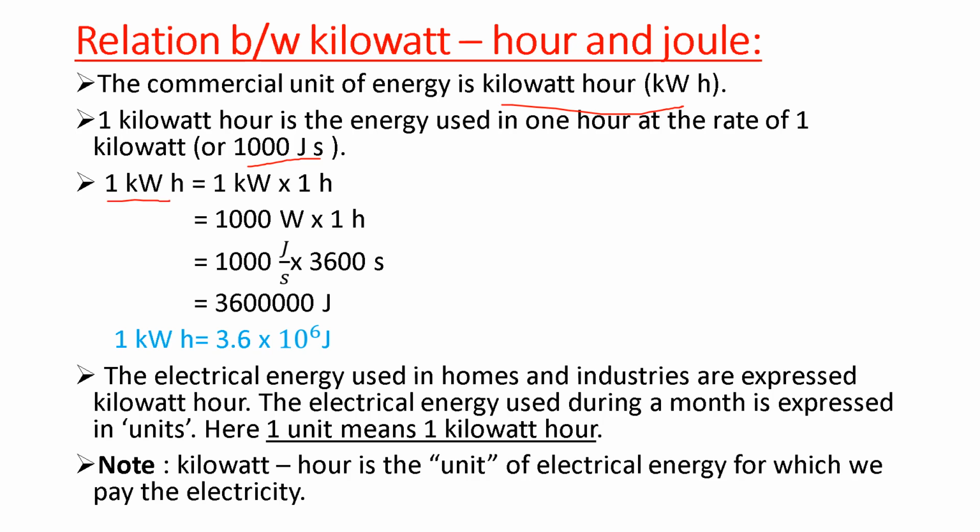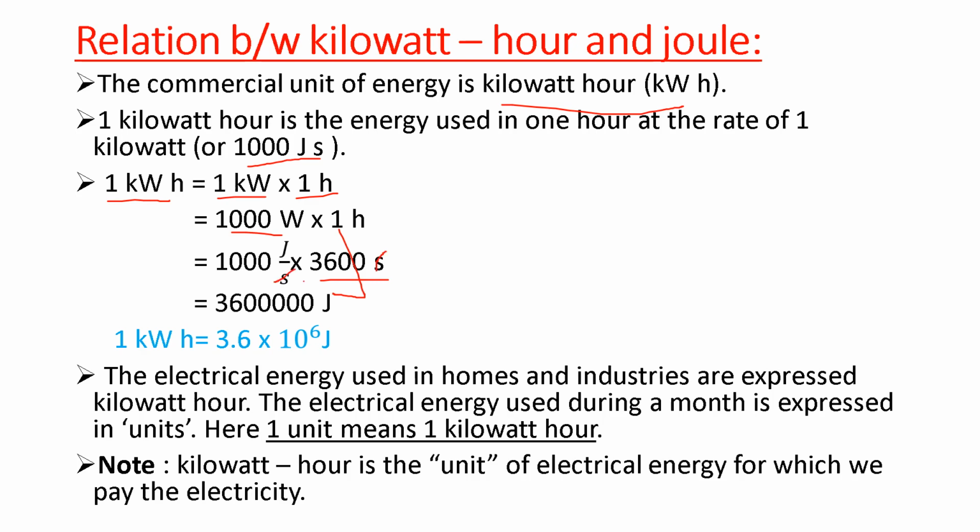1 kilowatt hour can be written as 1 kilowatt into 1 hour. That is P into T. Now kilowatt can be written as 1000 watt, and this 1 hour can be written as 3600 second, and this watt is replaced by joule per second, because power is equal to work done upon time. So joule for work done and second for time. On calculating, this second and this second get cancelled.